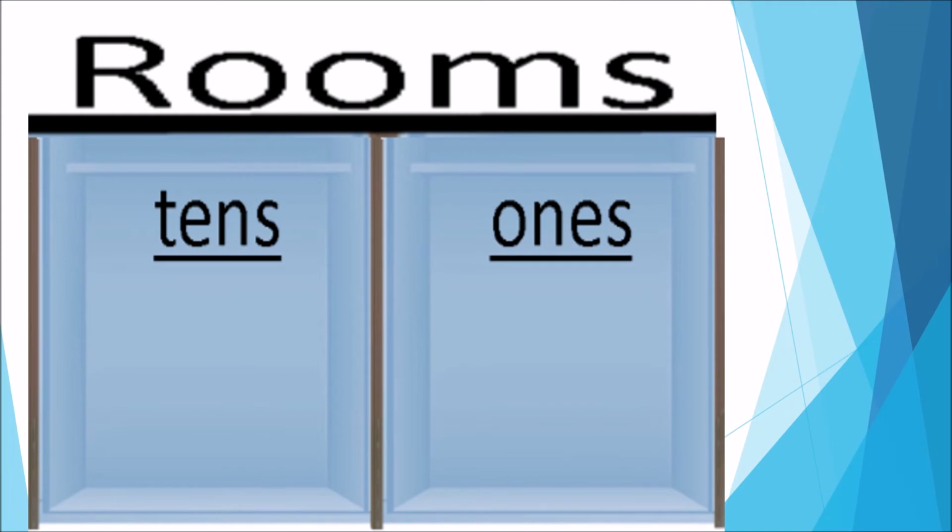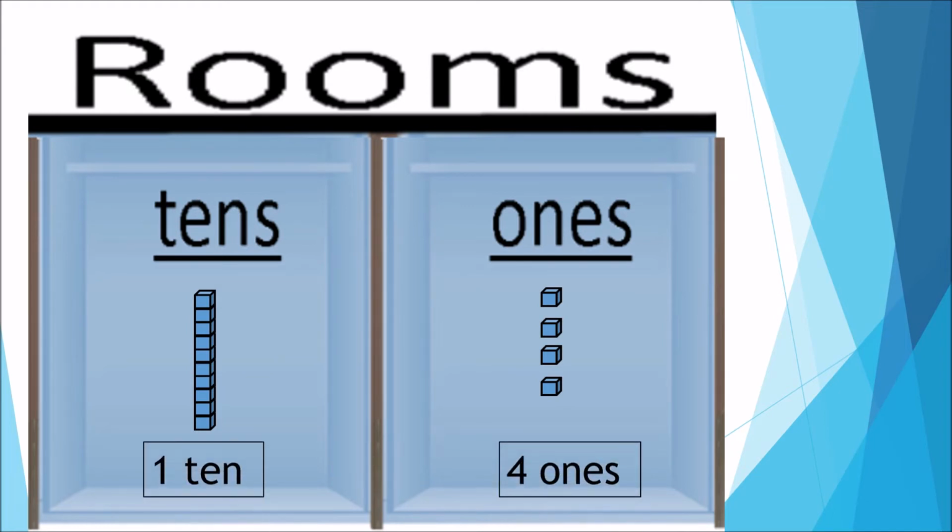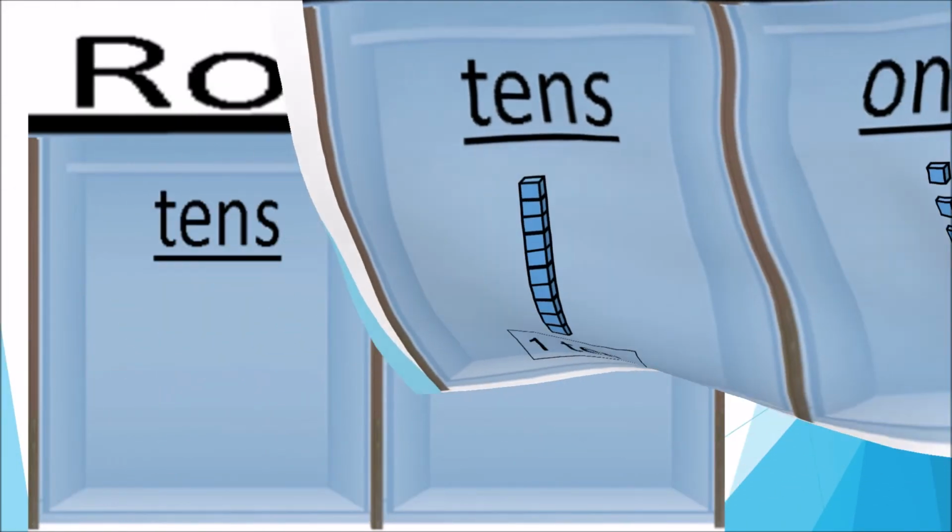Let's continue. We will put the blocks in the rooms first. One group of 10, 1 ten, and 4 ones in the ones room. What number? Let's put the digits.